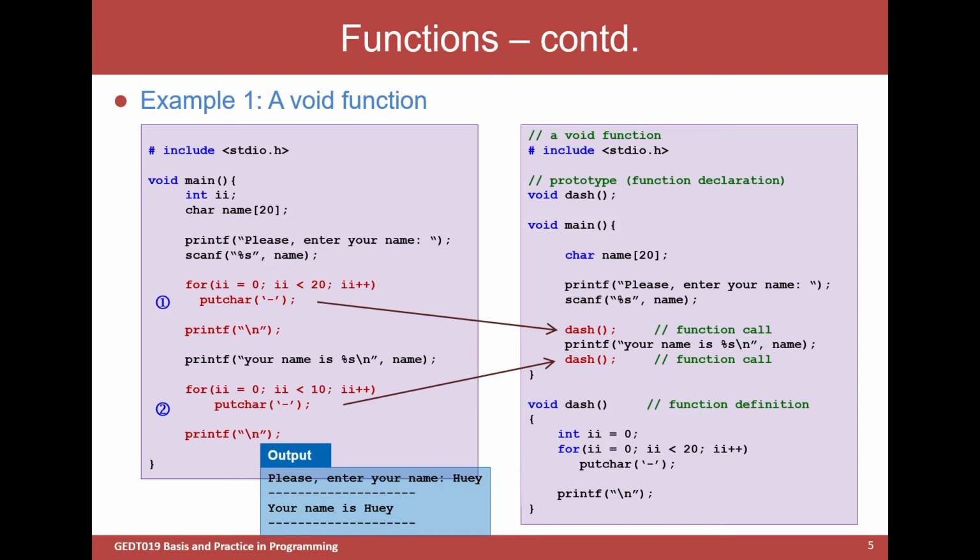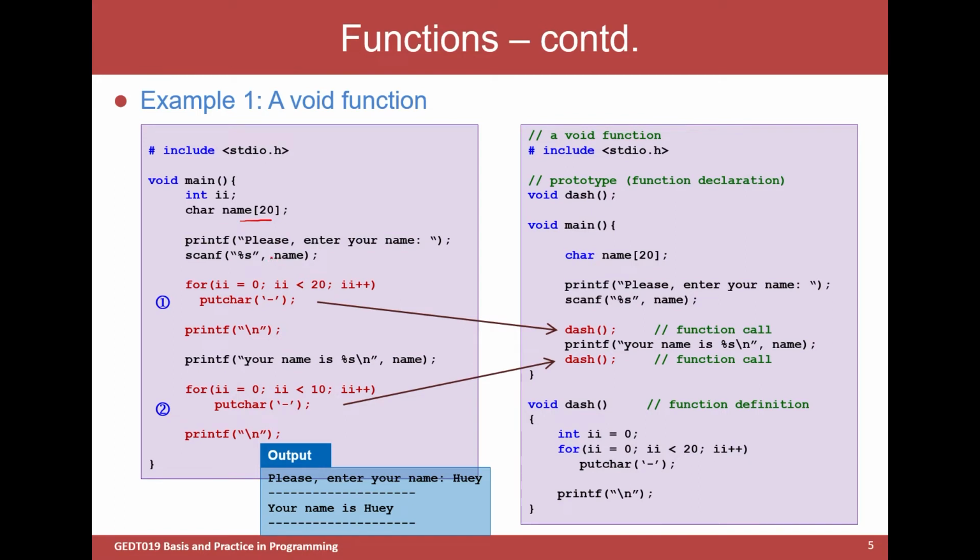Okay, so before that, let's see the example without functions, and then we will see functions. Here is a simple example. In this main function, we will have an integer i, and there is a string here. I will ask the user, please enter your name, and then it will ask for a string from the user. And this string will go to name, okay?